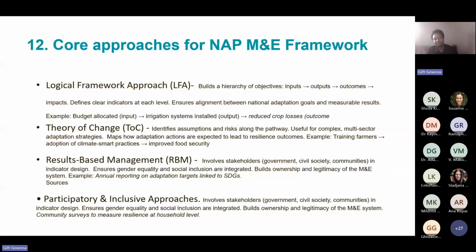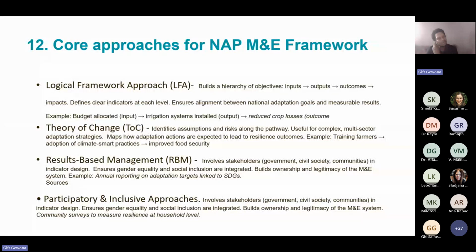So it's looking at how there's a linkage between outcomes and outputs. Then there's the results-based management framework, which will involve all the stakeholders, government, civil society, etc. The core thing is that it ensures gender equality and includes marginalized groups. The good thing with this approach is that it builds ownership and legitimacy of the M&E system. An example would be reporting on adaptation targets that are linked to SDGs by various government departments and the civil society at large.